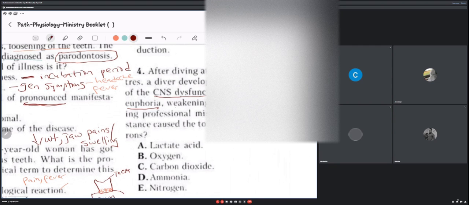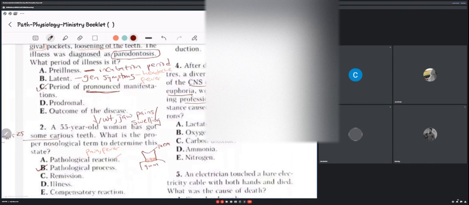Then weakened attention, that is short attention span. Then making professional mistakes, that's unstable. Which substance causes toxic action in the neurons? What's the substance? Nitrogen. Okay, nitrogen is it.